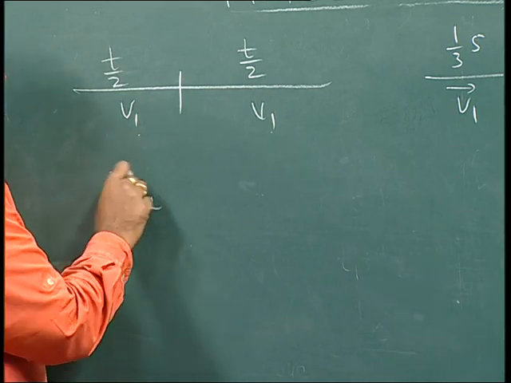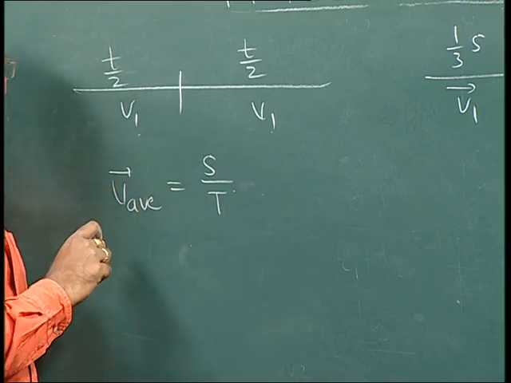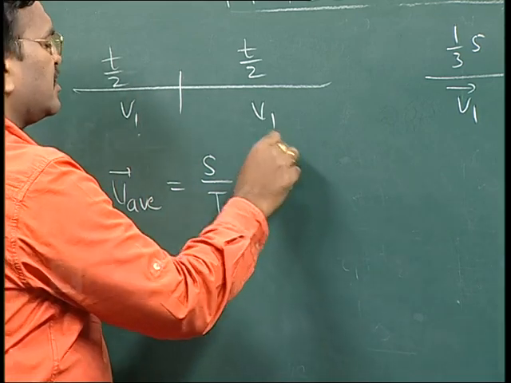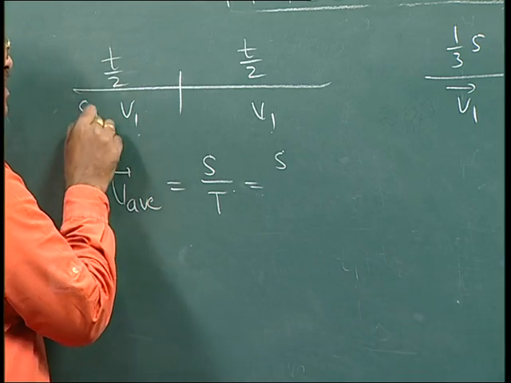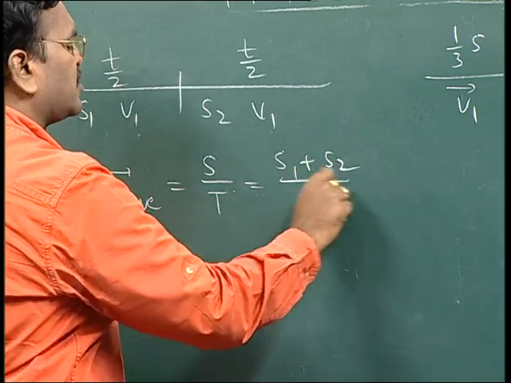The average velocity is equal to total displacement by total time. Total time how much here? T only. Now, displacement how much here? Time is the same, but velocity is different. So, S1 plus S2. Total time how much? T.